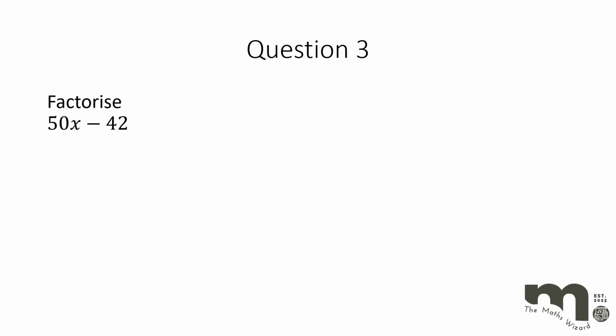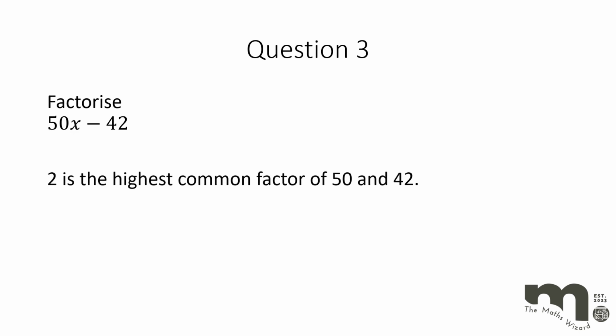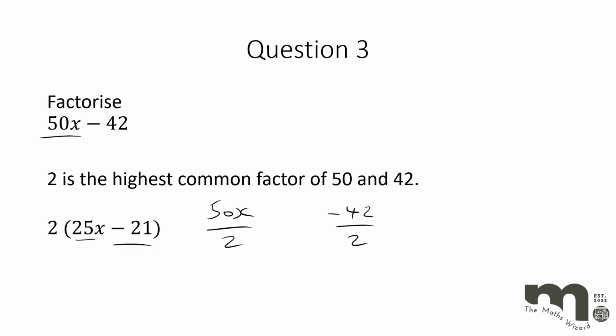Okay, third question then. So on this one, 2 is the highest common factor of 50 and 42. That's the highest number that goes into both of them. So that goes on the outside of the brackets. And if we look at the first part of our expression here, well, 50x divided by 2 will give you the 25x just here. And then minus 42 divided by 2 will give you the subtract 21 on the right hand side of your bracket.